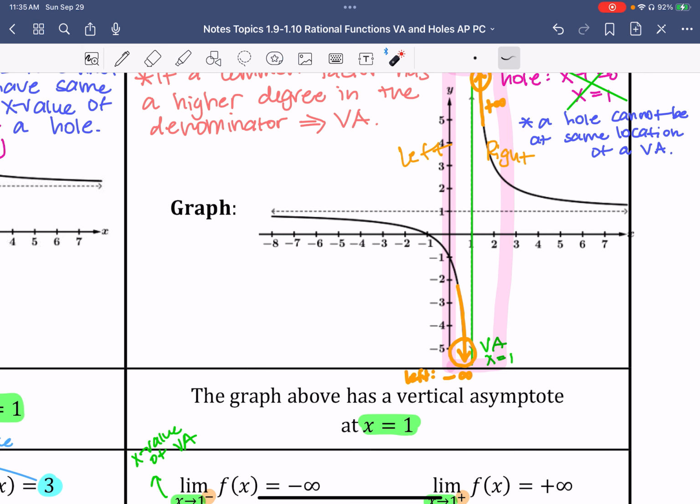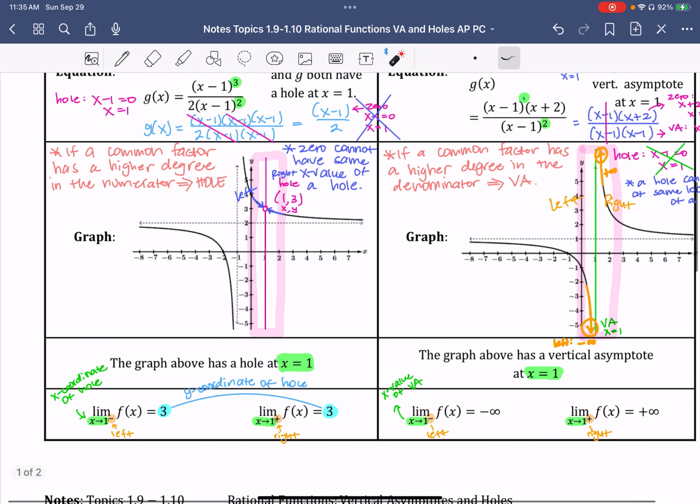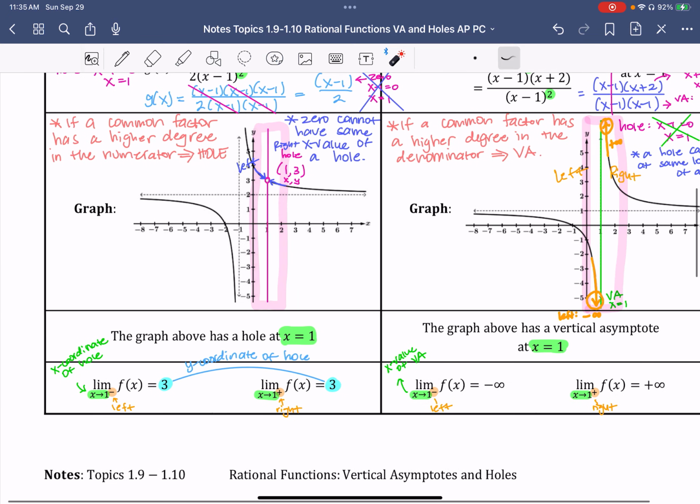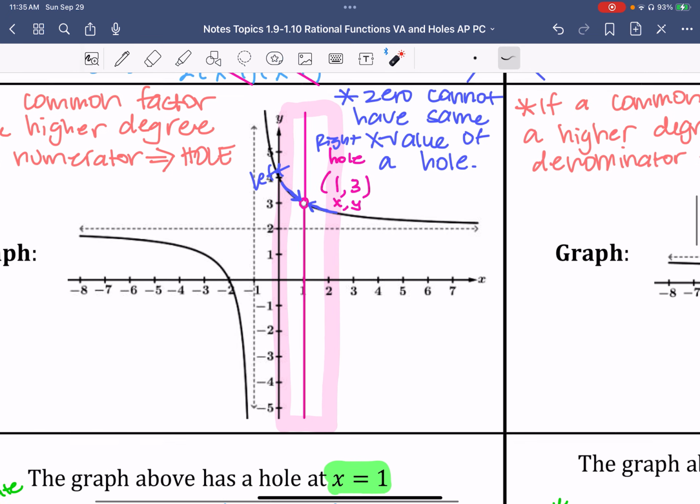Okay, now let's do some more limit statements just for practice. On this graph, we also have a vertical asymptote.